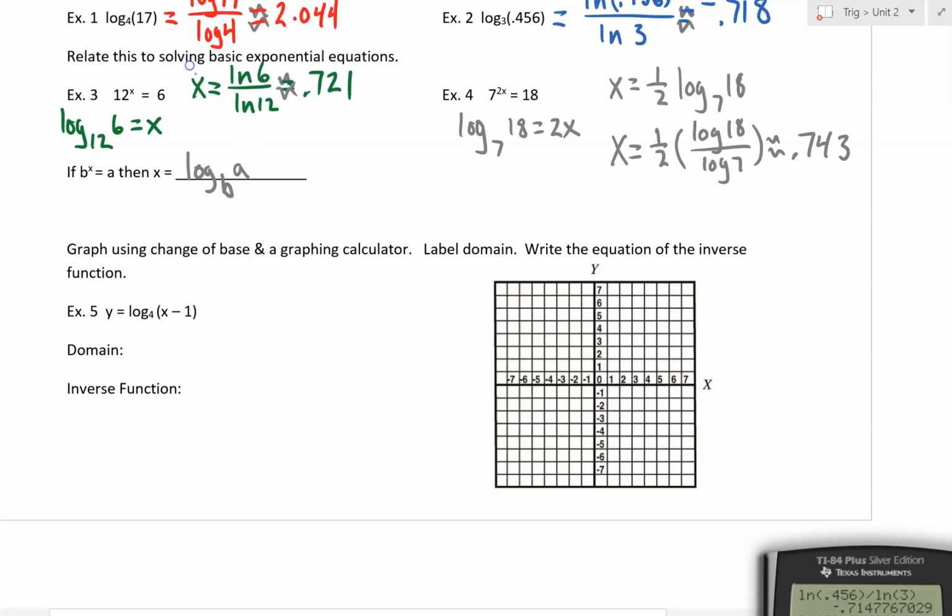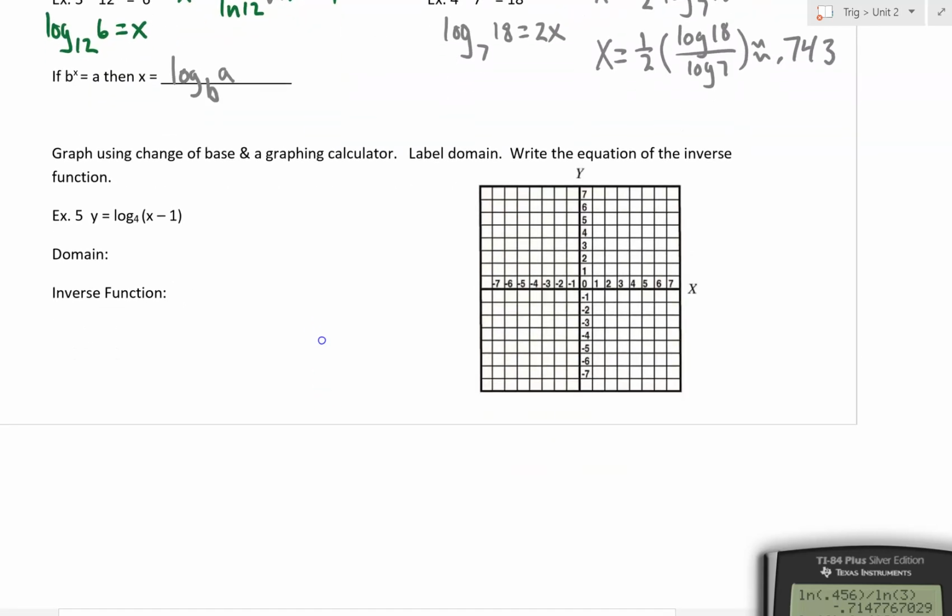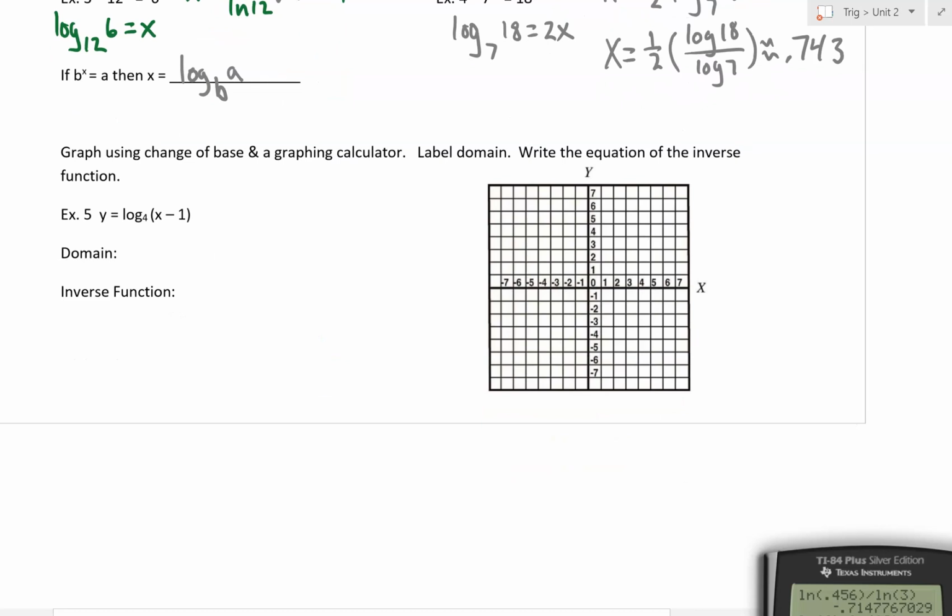And then the last part of this, it says graph using change of base and a graphing calculator. Label the domain, write the equation of the inverse function. So here we go. You're writing things as an inverse here. In terms of that, how is this going to look? So using change of base and using a calculator. Change of base means simply this.